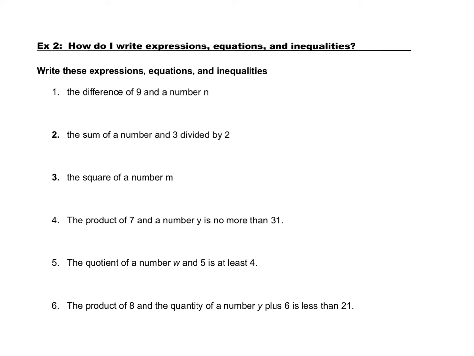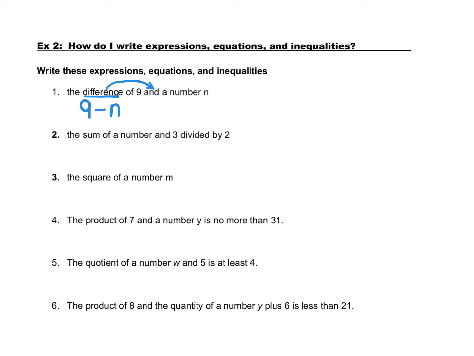All right, so example 2, how do I write expressions, equations, and inequalities? Write these expressions, equations, and inequalities. For the first one, we have the difference of 9 and a number n. What I like to do, especially when I see these words, the difference, the product, the quotient, and the sum, is underline this word because it's not placed where it's being said in your sentence. So it says the difference of 9 and, then I go look for that word and that's where I'm going to place this subtraction sign, because we know difference means subtract, or an answer to a subtraction problem. So I'm going to have 9 minus n.